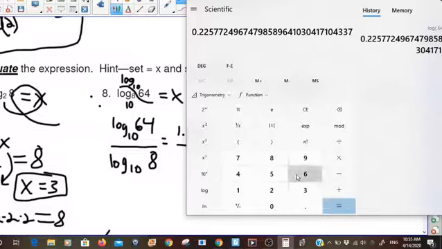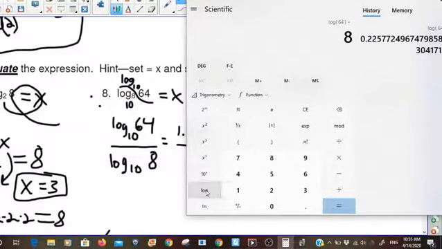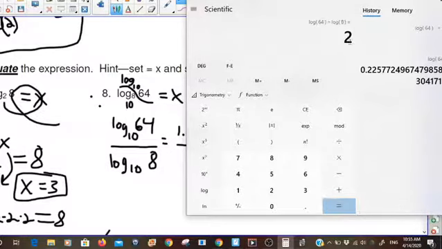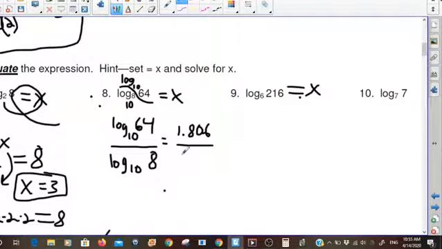Okay, so again, we're going to do 64, we're going to do log of that, divided by log of 8. And we push equals, and that gives us 2. Nice. And so that's going to give us our answer. I didn't write down what it was, but it does equal 2 is what happens there.